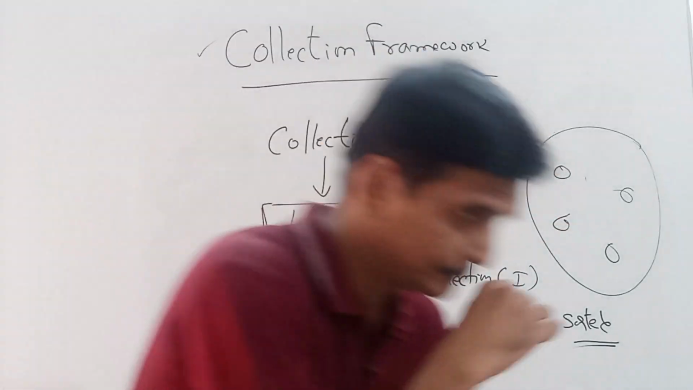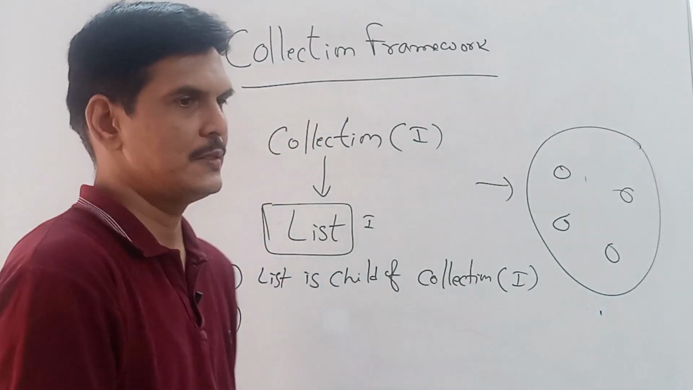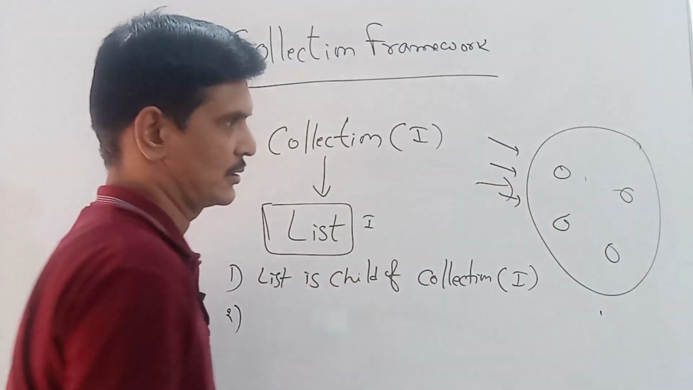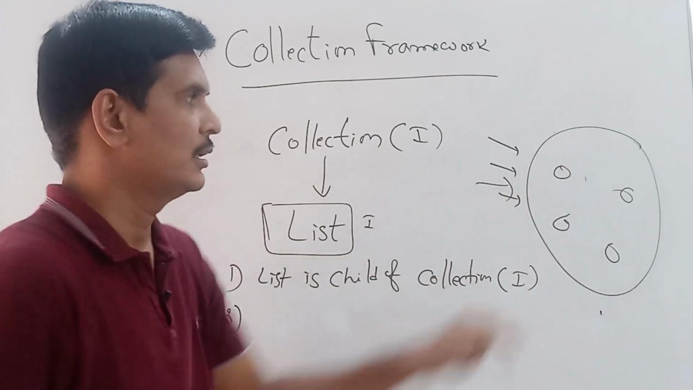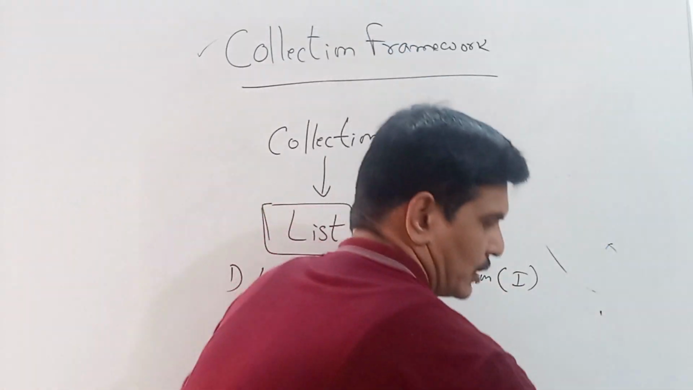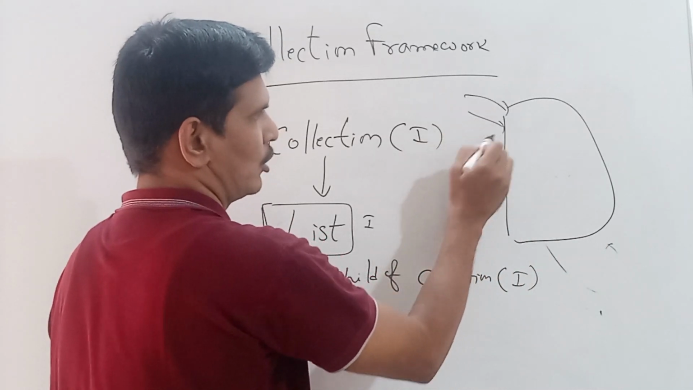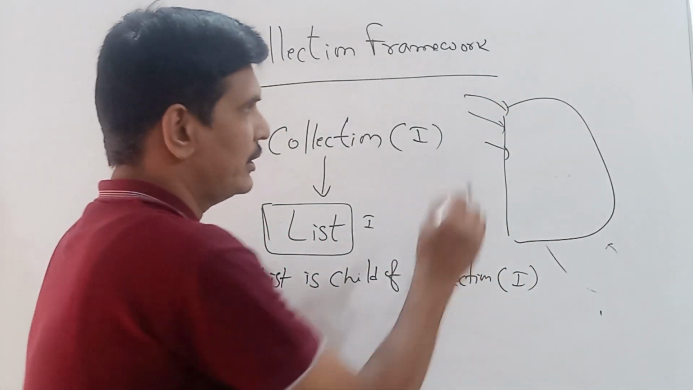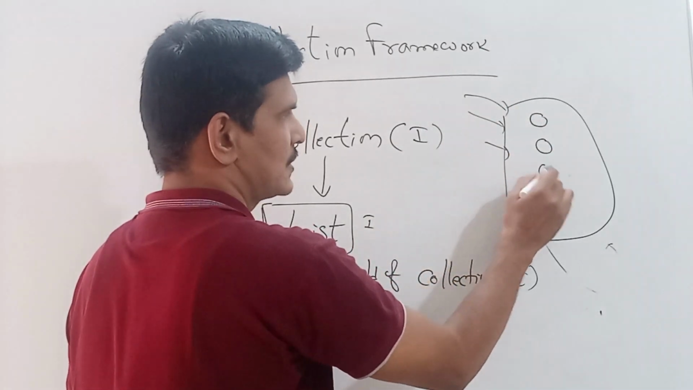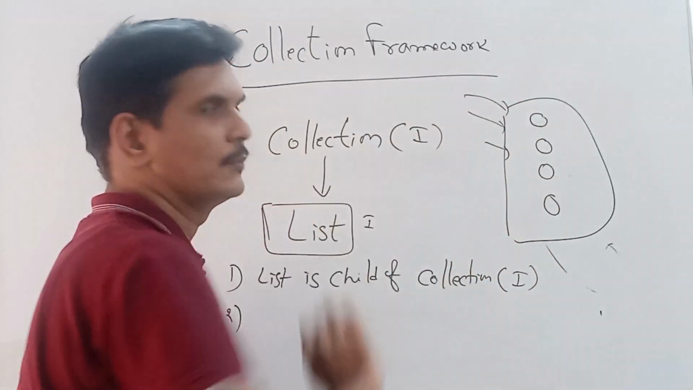For example, if I take a group of elements, in whichever order I have inserted the elements into the collection, the same order should be preserved. Let's say this is my collection, and I'm going to insert multiple objects into it. Whenever I add a new object, in whichever order I have inserted the objects, in the same order they should be stored. That means the insertion order should be preserved.